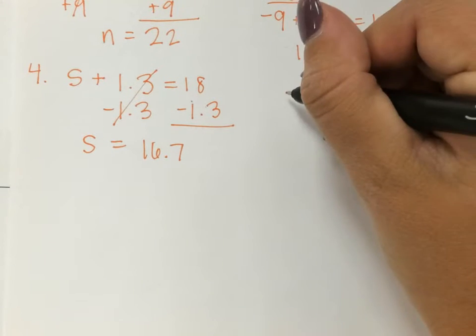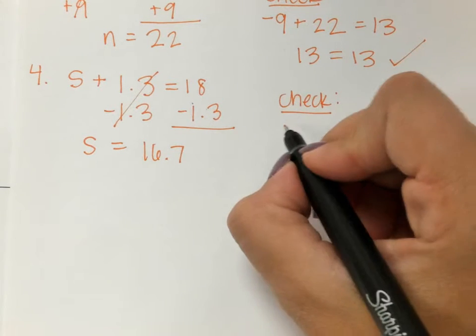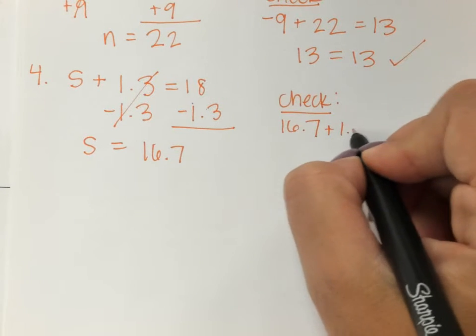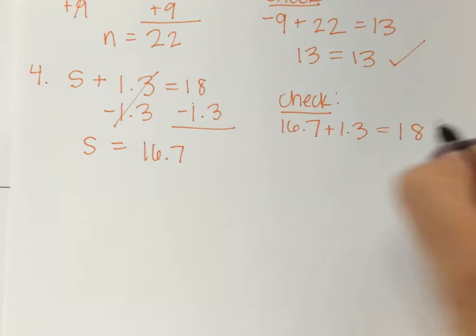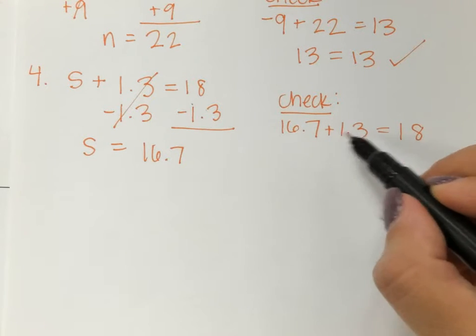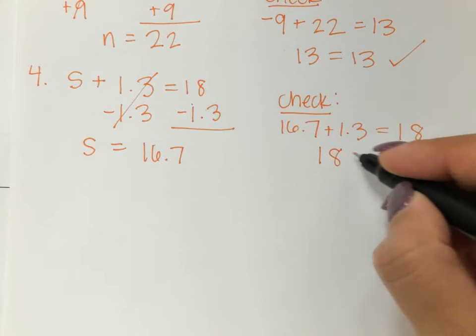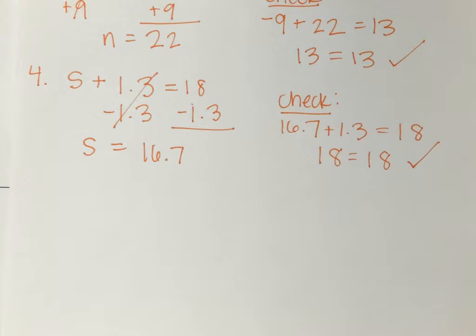So then when I check it, I just plug it in. So that means I have 16.7 plus 1.3 equals 18. So when I add those two numbers together, what do I get? What's 16.7 plus 1.3? 18. So yes, my answer is correct. So nothing changes when I have decimals. It's still the same exact steps. You're just having to add and subtract decimals instead of whole numbers.